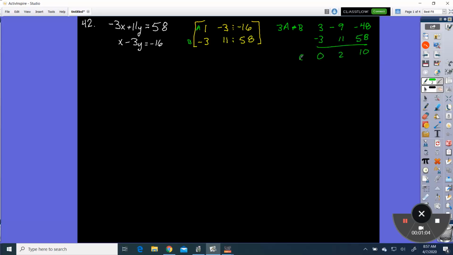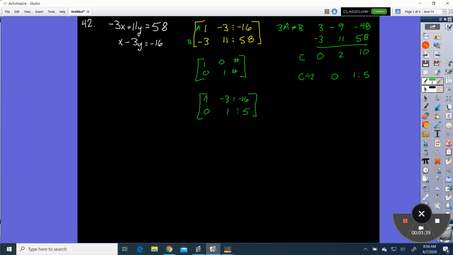So if I call this C, now I'm going to take C and divide it by 2. Okay, so that's going to be 0, 1, 5. So I know in my answer that I want it to be 1, 0, then some number, and then 0, 1, and some number. So I'm going to match this picture up with this over here, and I see that there's a 0 at the beginning, so I want this 0 to be on the bottom row. So my new matrix is now 0, 1, 5 on the bottom, and my top row has not changed. That's still 1, -3, -16.